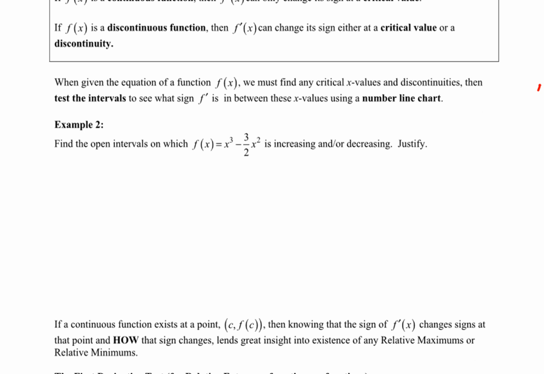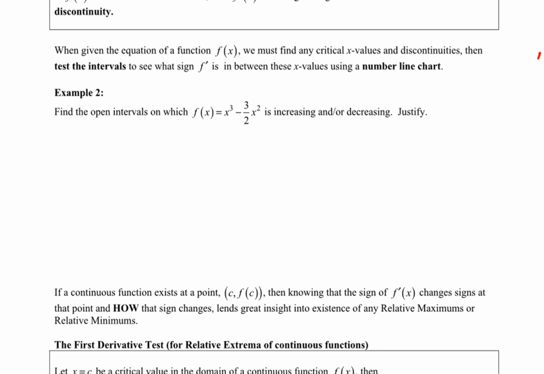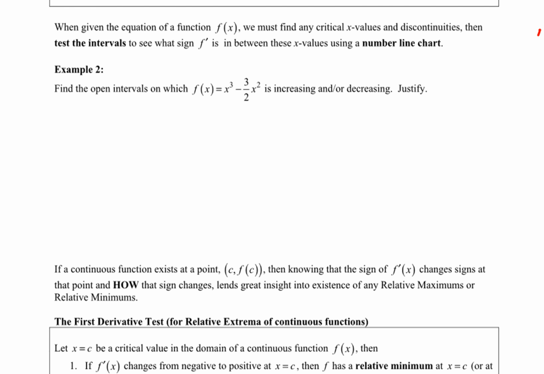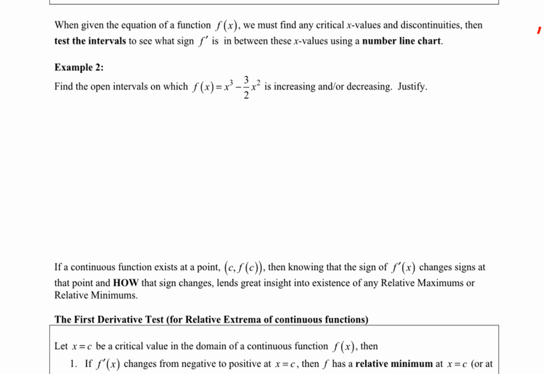So we have this example 2. We have a polynomial function, so it's going to be continuous everywhere. And we have to determine where it's increasing or decreasing. Well, the only places it's going to change are at critical values.